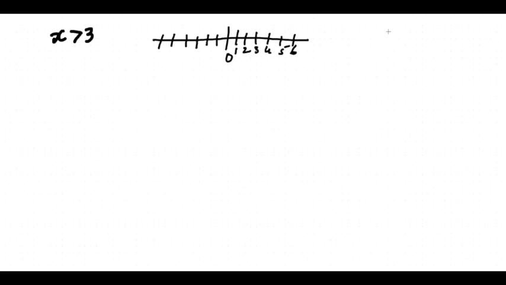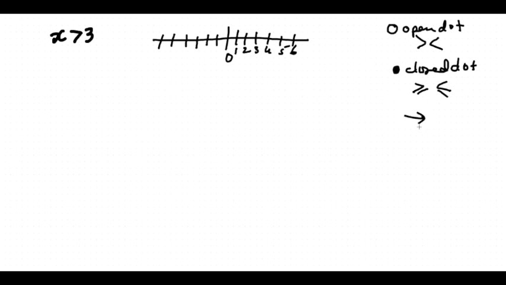So remember, you're going to use an open dot whenever you're just using the signs greater than or less than, and then you're going to use a closed dot whenever you're using greater than or equal to or less than or equal to sign. And then of course we use arrows to point in whichever direction. So this direction signifies increase or greater than, and of course this direction signifies less than or decrease.